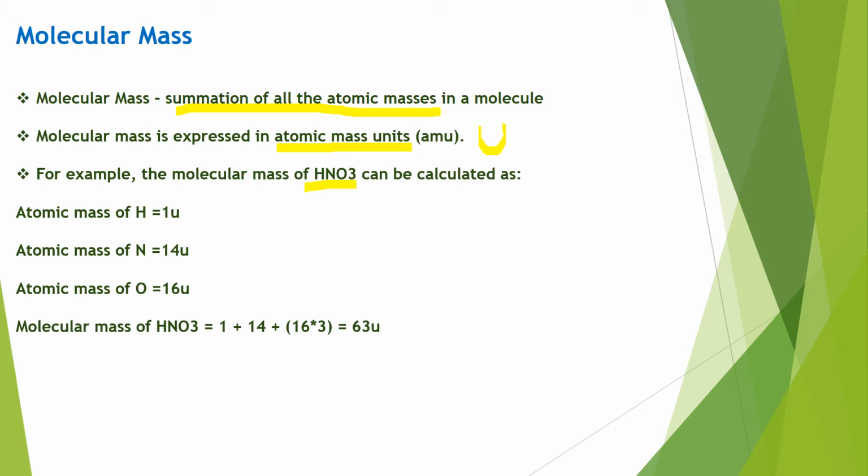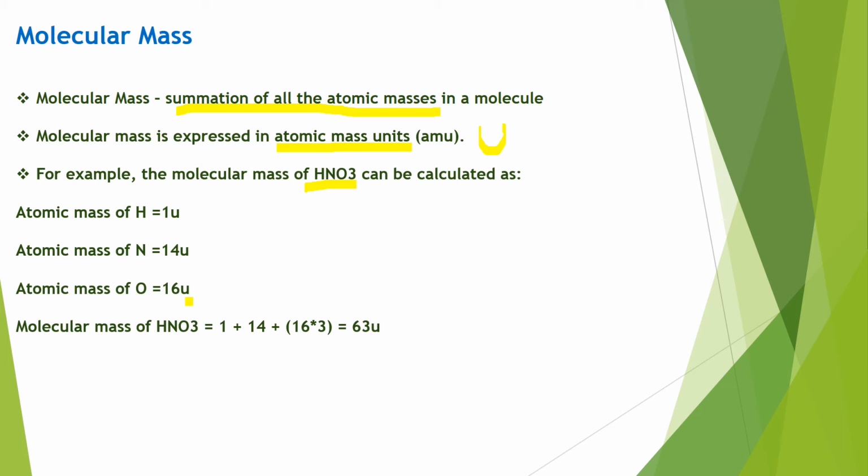So before doing that, we should know their atomic masses. So first we have to write them down. Atomic mass of hydrogen is 1 U, atomic mass of nitrogen is 14, atomic mass of oxygen is 16. Now how to find the molecular mass? You are adding all the atomic masses.